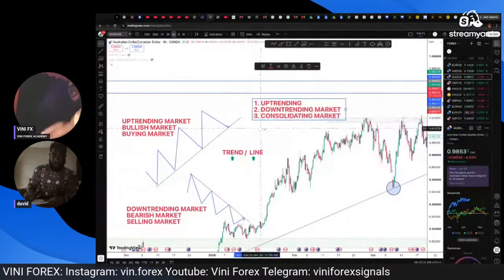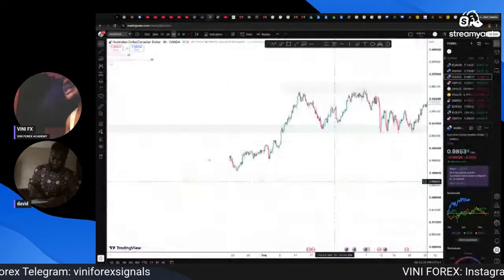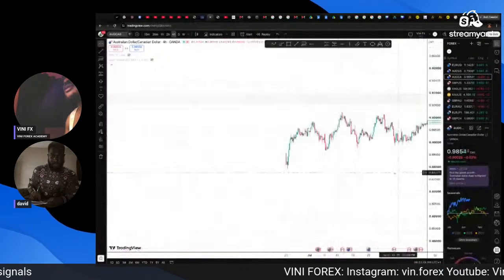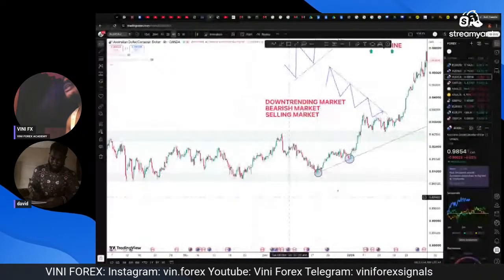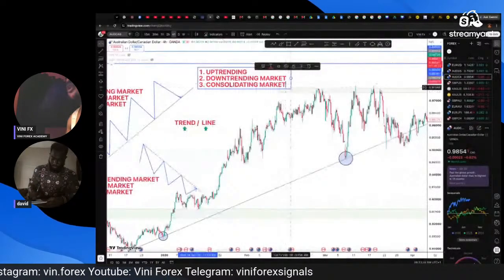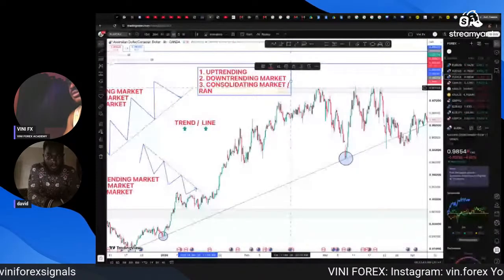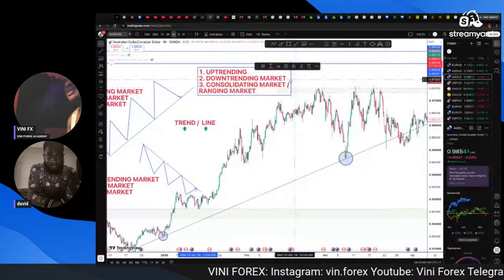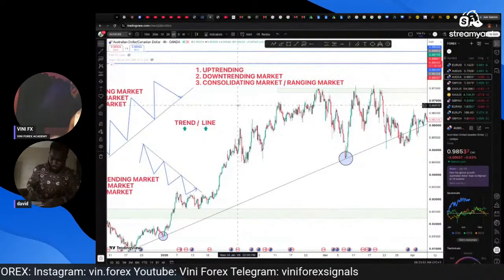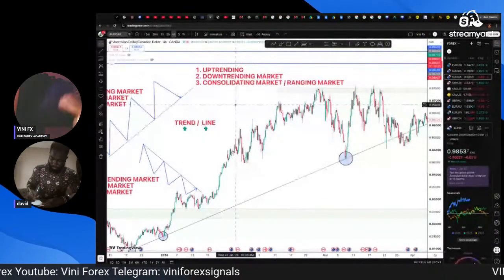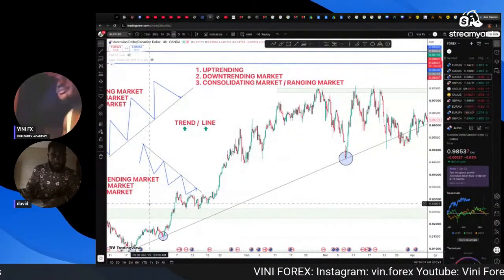So when you open your chart, this is a chart. Either the market is moving up, or it is moving down, or it is consolidating. Consolidating is also called a ranging market. A ranging what? A ranging market. So when you come to a chart, it's either going up, going down, or ranging. Let me show you a quick example.